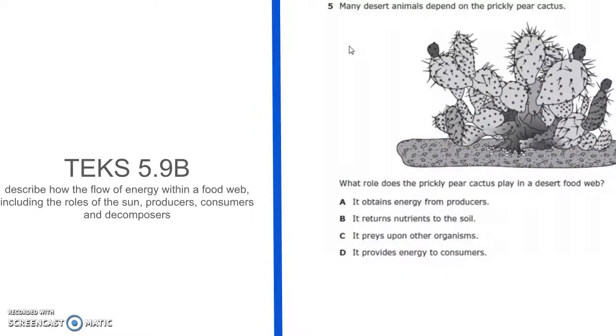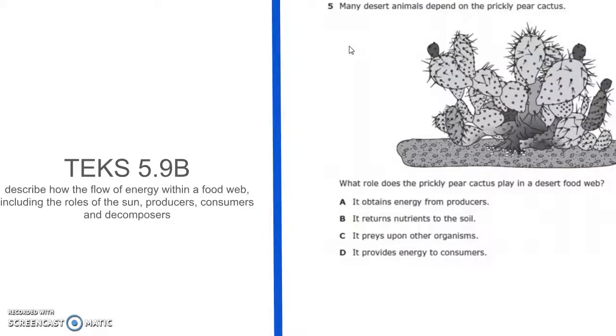Likewise, we're going to look at 5.9b. So 5.9b is describe the flow of energy within a food web, including the roles of the sun, producers, consumers, and decomposers. So right beside there, you'll see we've snipped a question from one of our released STAAR questions.